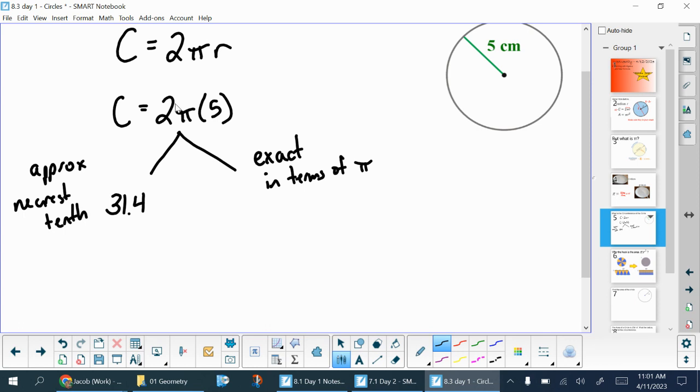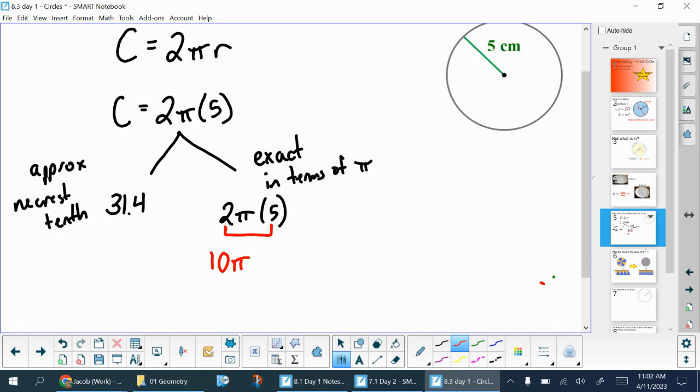When we want the answer in terms of pi, we still want to simplify it as much as possible, but we want to leave the pi in there and not actually type the pi button on the calculator. So in that case, we are just going to multiply the things we can multiply and leave the pi alone. I know that 2 times 5 is 10, and I'm just going to leave the pi where it was: 10 pi. And I'm going to leave that as my answer.